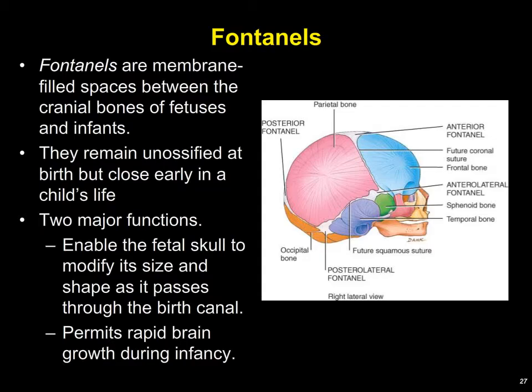Now, in the last slide, we said that sutures were basically immovable junctions between adjacent cranial bones. But it's important to realize that these sutures haven't always been there. If we look at a newborn or a neonate, they don't have these sutures, and the bones themselves are not yet fused together. What we find instead are something called fontanelles. Fontanelles are membrane-filled spaces between the adjacent cranial bones that are found in the heads of fetuses and infants. So initially, these fontanelles remain unossified and therefore allow movement between adjacent cranial bones.